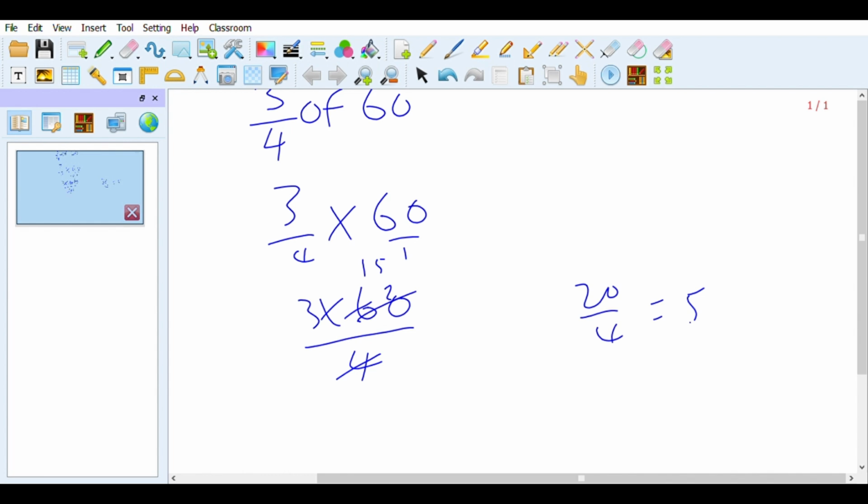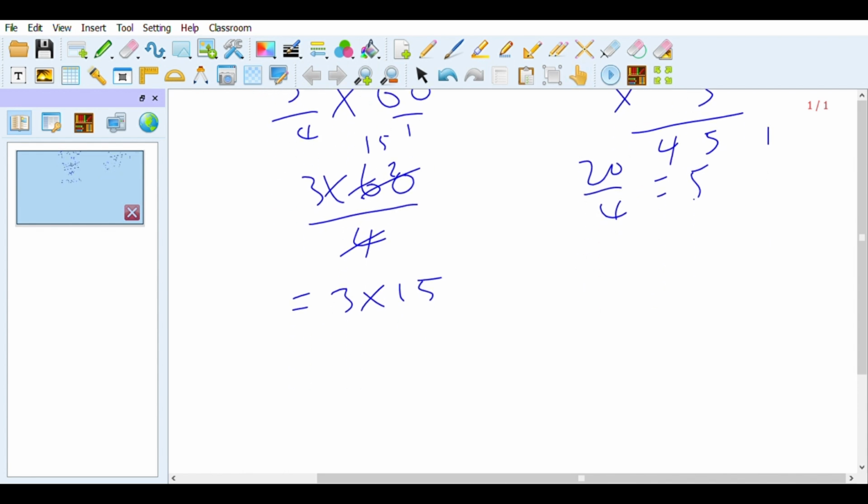So this expression reduces to 3 times 15. Let's multiply that. 3 times 5 is 15. We'll carry 1. 3 times 1 is 3 plus 1 is 4. So 3 times 15 is 45. So 3/4 of that number is 45.